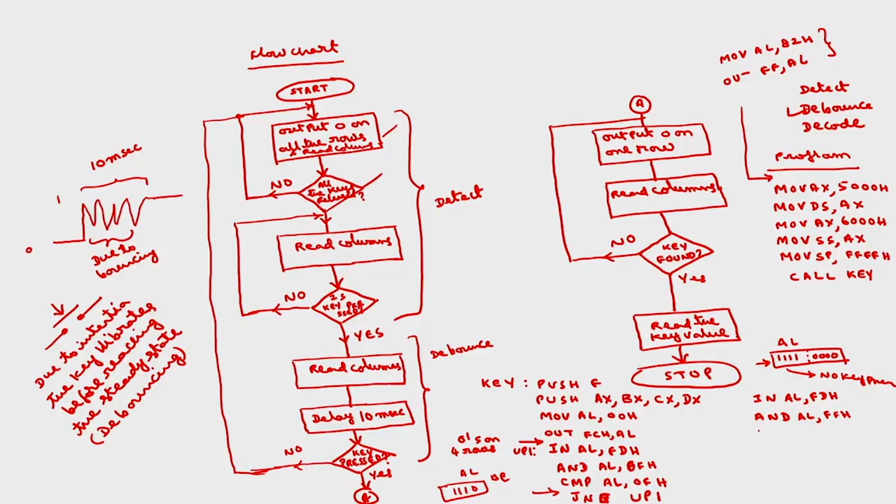So the result is: compare AL comma F0H. Here the lower nibble becomes 0, so F0H. So this is anyhow 0. If these 4 bits are 1s, then this will be F0. If these two are the same, it means no key is pressed. So jump on equal up to. If this is true, if these two are equal, it means no key is pressed. So I have to wait until a key is pressed. Okay. For that I have to wait here in the loop.